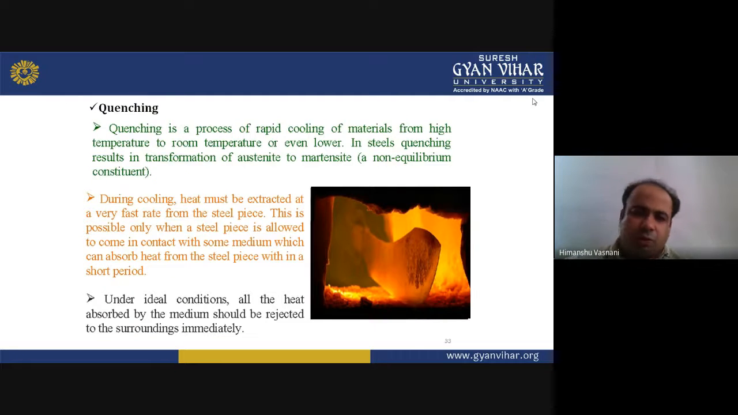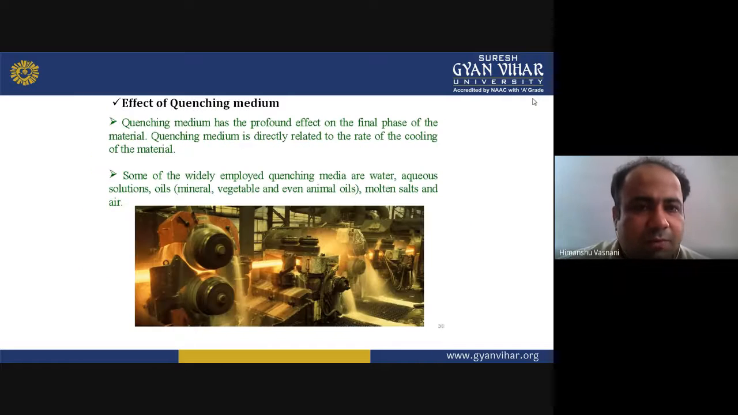Now quenching. Quenching is a process of rapid cooling of materials from high temperature to room temperature or even lower. In steels, quenching results in transformation of austenite to martensite, a non-nucleating process. During cooling, heat must be extracted at a very fast rate from the steel piece. This is possible only when the steel piece is allowed to come in contact with some medium which can absorb heat from the steel piece in a short period. In ideal conditions, all the heat absorbed by the medium should be rejected to the surroundings immediately. So we go for a quenching medium.